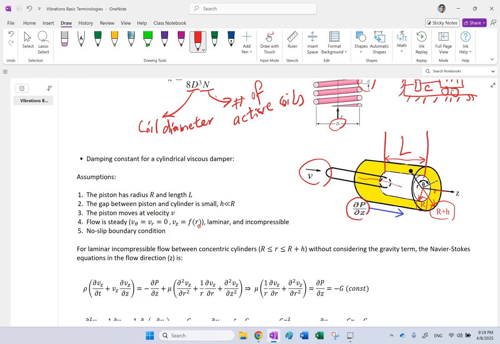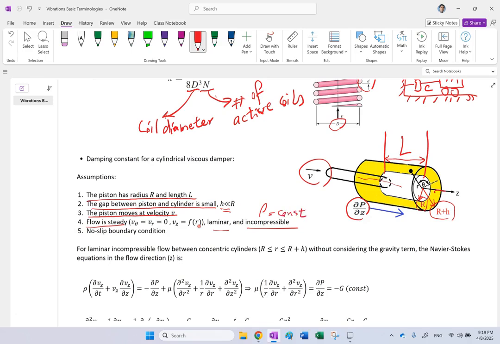So here we have some assumptions. The piston dimensions are R and L. The gap between piston and cylinder, h, is quite a bit smaller than R. The piston velocity is V. Flow is steady, fully developed, laminar, and incompressible. So that means rho is, of course, constant in this case.